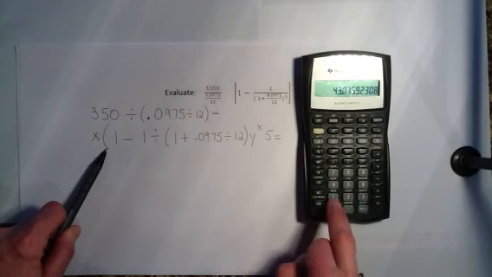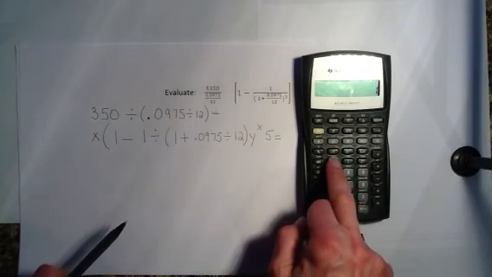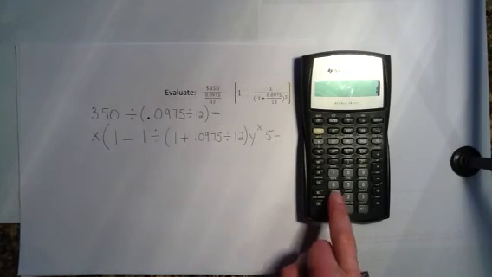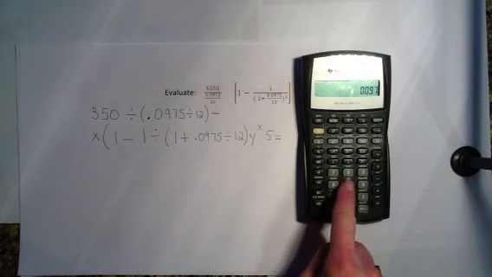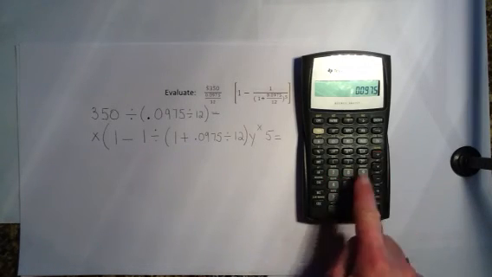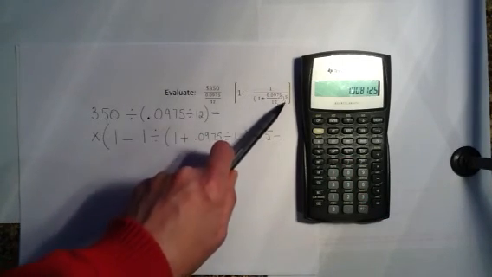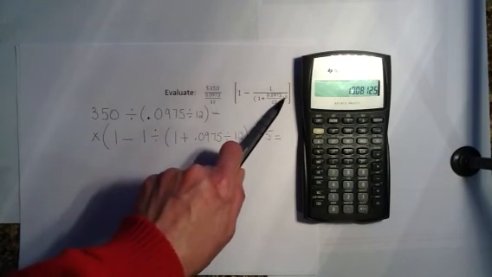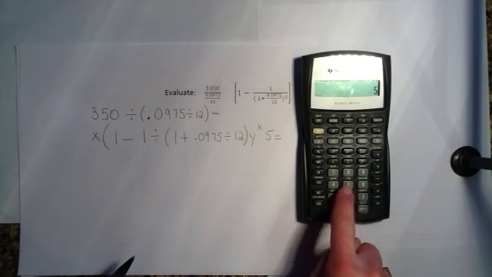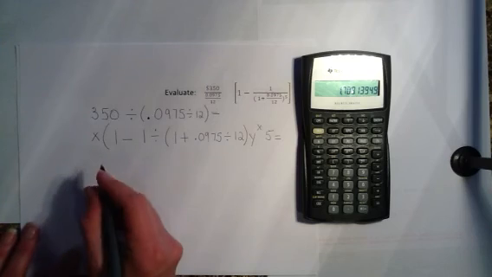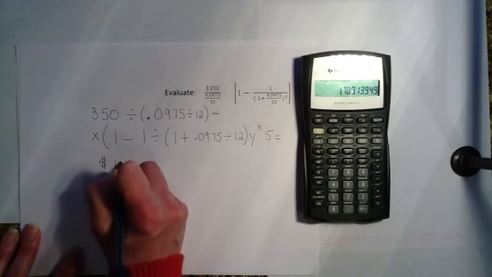So type the bracket, 1 minus 1 divided by, and then don't forget, create your bracket, 1 plus 0.0975 divided by 12. Close the bracket, and don't forget we want to raise this bracket all to the 5th power. So we want to press the y to the x key, 5, then press your equal sign. And you'll notice here that, again, this is a dollar amount, so our answer is going to be in dollars.